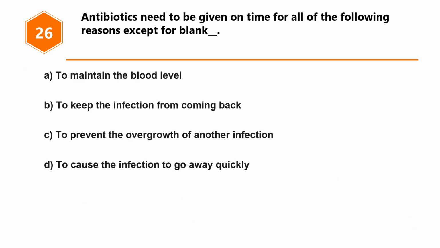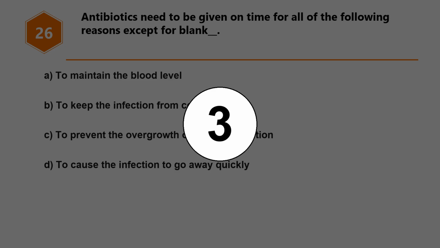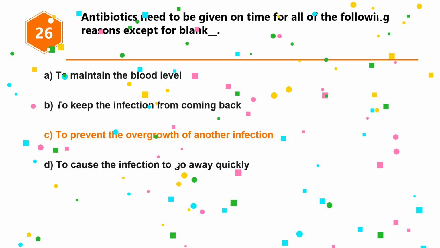Question 26. Antibiotics need to be given on time for all of the following reasons except for blank blank. Option A. To maintain the blood level. Option B. To keep the infection from coming back. Option C. To prevent the overgrowth of another infection. Option D. To cause the infection to go away quickly. The correct answer is option C. To prevent the overgrowth of another infection.